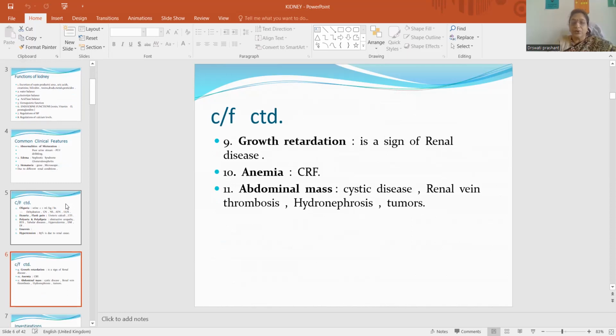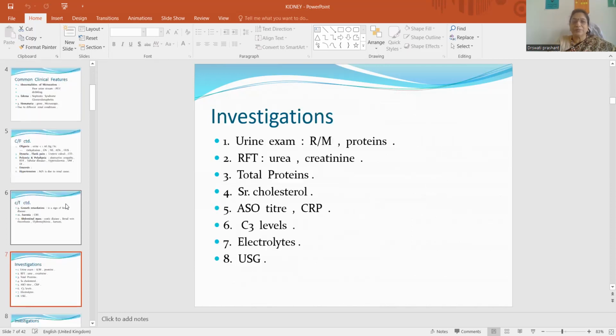Anemia, maybe due to chronic renal failure, it is a refractory anemia because the erythropoietin formation becomes less. Abdominal masses are common clinical features because of renal masses. Maybe it is a cystic disease, polycystic or multicystic disease. Renal vein thrombosis gives a mass. Hydronephrosis, tumors, Wilms tumors. These are the common causes of abdominal masses because of renal problems.